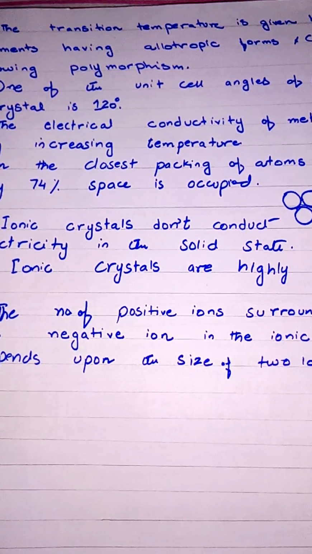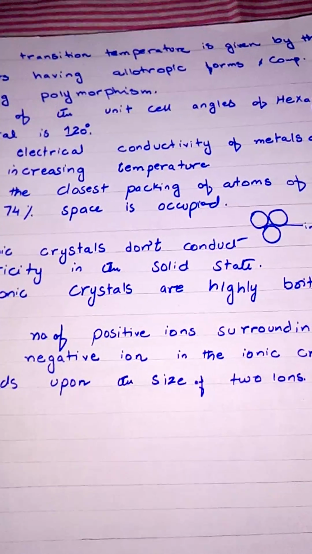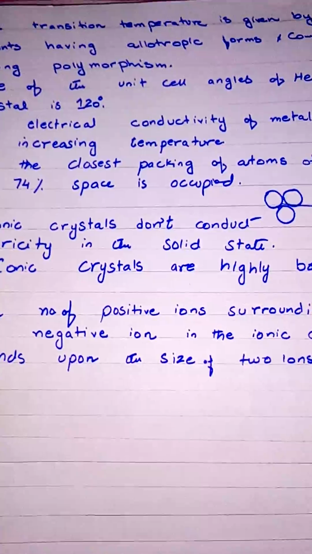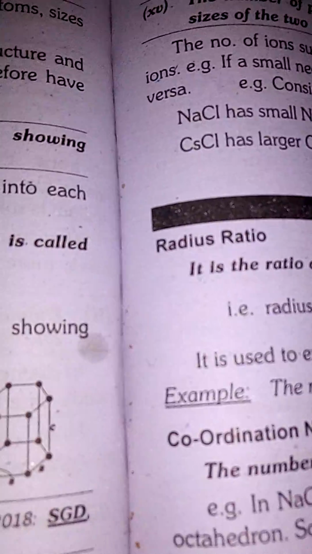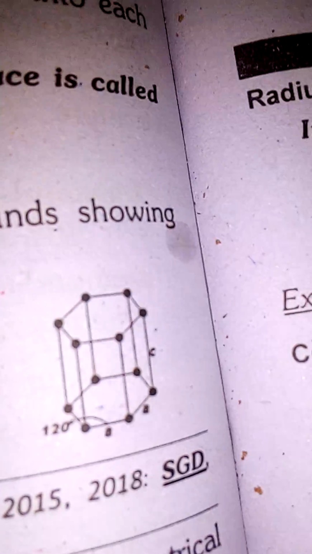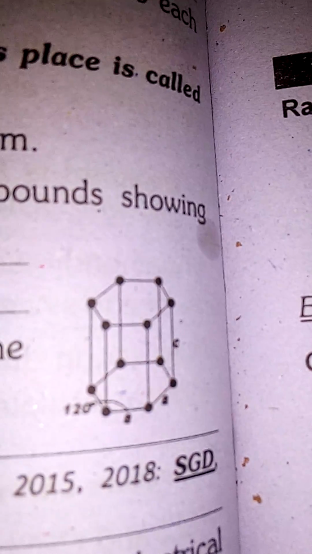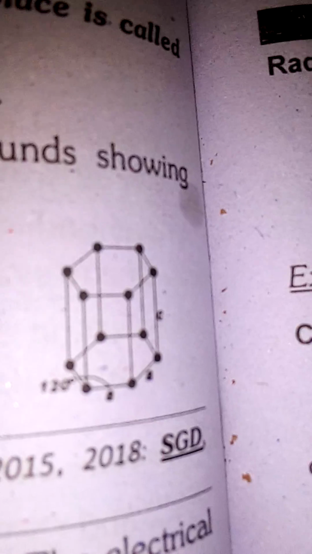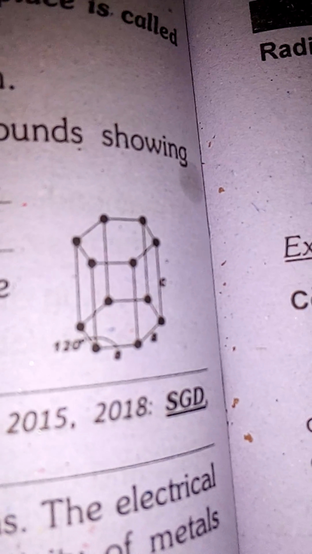For example, graphite has a hexagonal crystal. Look here. This is a hexagonal structure, and here the angle is shown as 120 degrees. Please try to draw this hexagonal structure and angle, and show the angle of 120 degrees here.